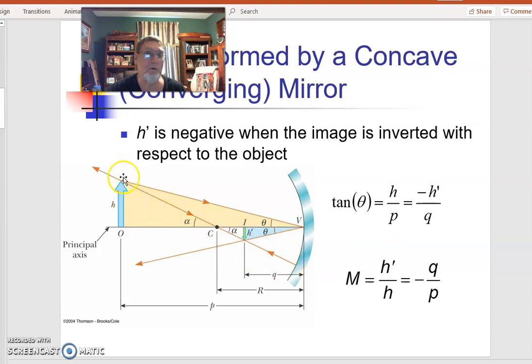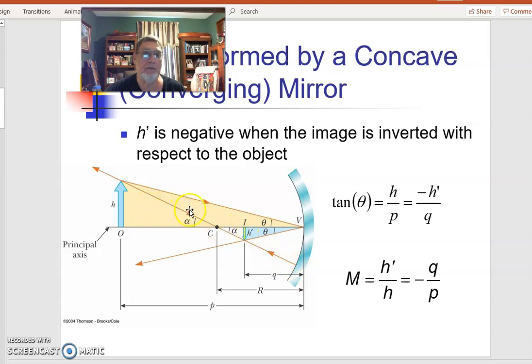So we're going to use one ray. There's our object. Now remember, we're reflecting, so we don't really go on the other side here. But to get our formulas, here's what we'll do. We'll go from the top of the object into the vertex. That angle and the reflected angle have to be equal, so we draw out a line at the same angle. Then we're going to go through the center, because the center of a sphere reflects back along itself.